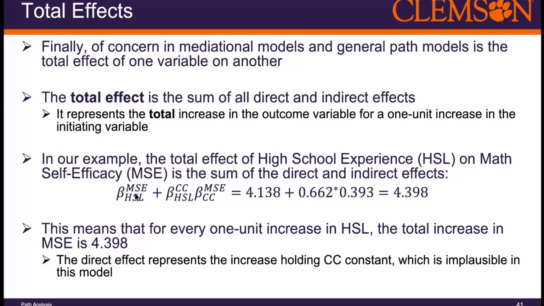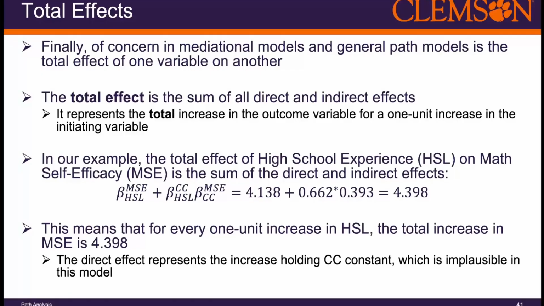So we have our path. Basically, we're saying for every 1 unit increase in high school math, math self-efficacy goes up by 4.1 units directly, and by this product indirectly. And if we do the math on that, it becomes 4.398. So we interpret the total effect similarly to how we interpret a regression slope. We'd say for every 1 unit increase in high school math experience, math self-efficacy goes up by 4.398 units in total. That means total between direct and indirect effects.